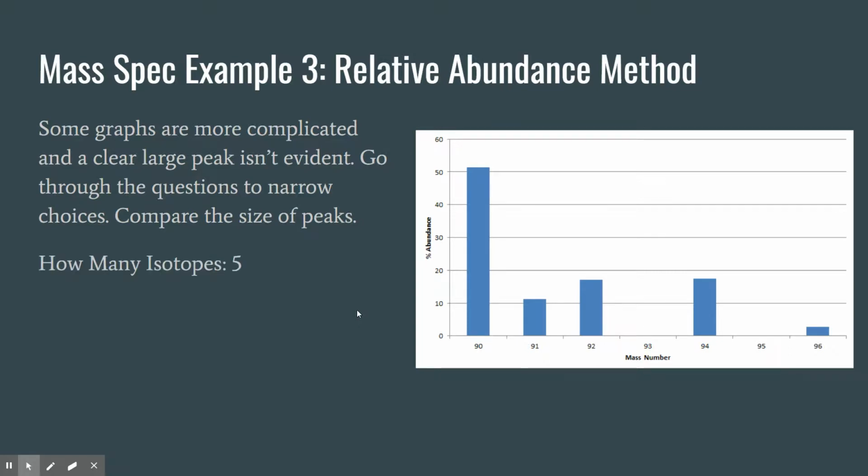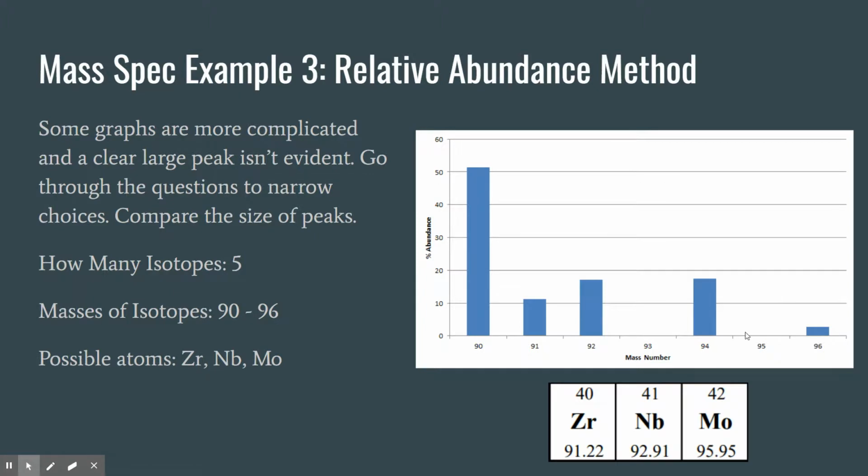How many peaks are there? Well, there's 5. 1, 2, 3, 4, 5. So there's 5 isotopes. What's the range of masses that I'm looking at? Well, I'm going from 90 to 96. What elements fall in that range? Well, it can be zirconium, 91.2, niobium, 92.9, or molybdenum at 96.